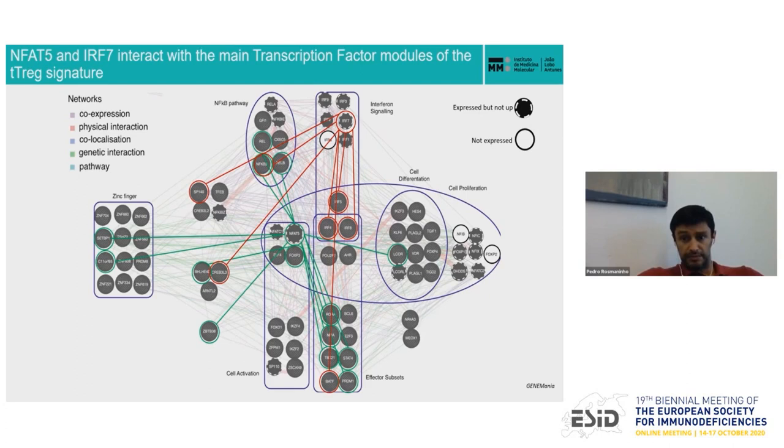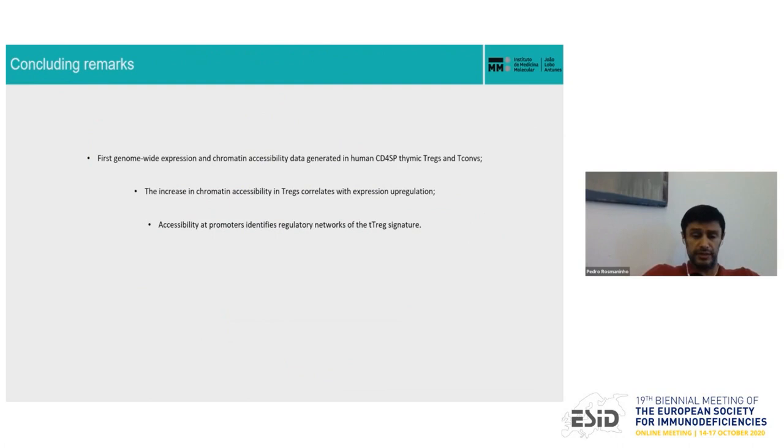So as concluding remarks, I would like to say that we generated the first genome-wide expression and chromatin accessibility data in human CD4 single-positive thymic Tregs and TCOMs. With this, we observed that there is an increase in chromatin accessibility in Tregs, which correlates with expression upregulation. And we also saw that accessibility at promoters identifies regulatory networks of the thymic Treg signature.